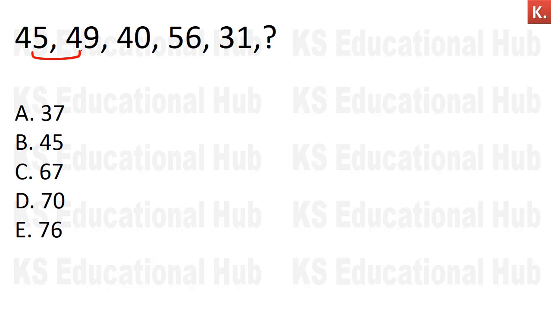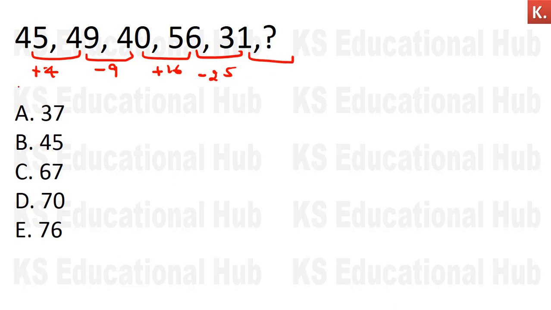So 49 minus 45 is equal to plus 4. 40 minus 49 is equal to minus 9. 56 minus 40 is equal to plus 16. 31 minus 56: 6 minus 1 is equal to how much? 5. 5 minus 3 is equal to 2. So this is minus. So this is the plus value, then minus, plus, minus.